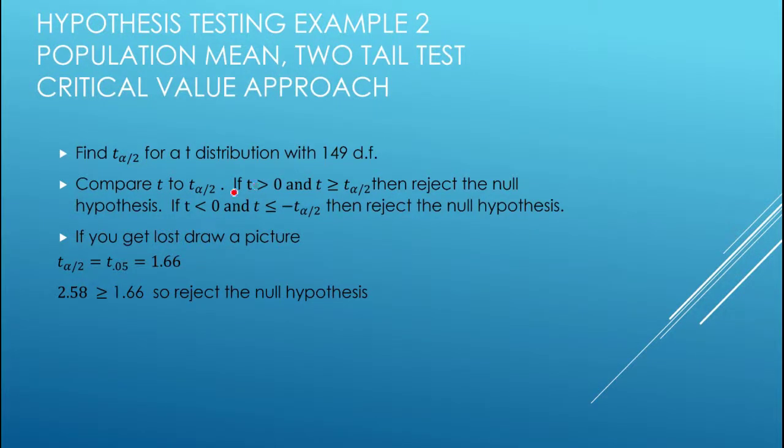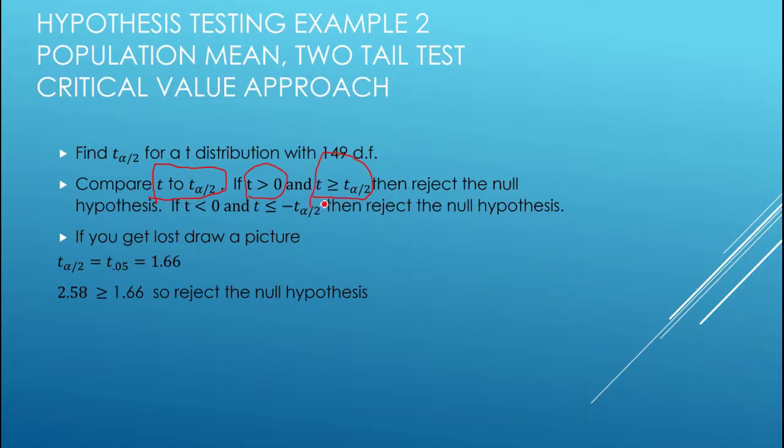Okay, so we can also use the critical value approach. To use the critical value approach, which is equivalent, all we have to do is calculate T alpha over 2 and compare it to T. Now again, there are two cases. If T is positive, we're going to compare T to T alpha over 2.